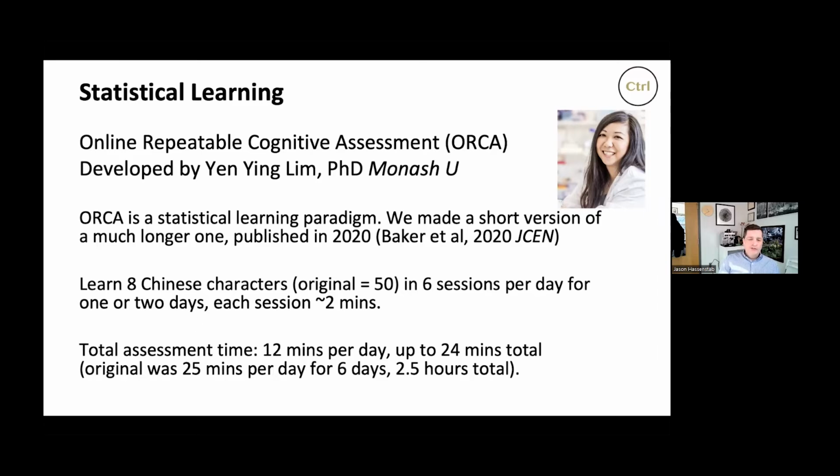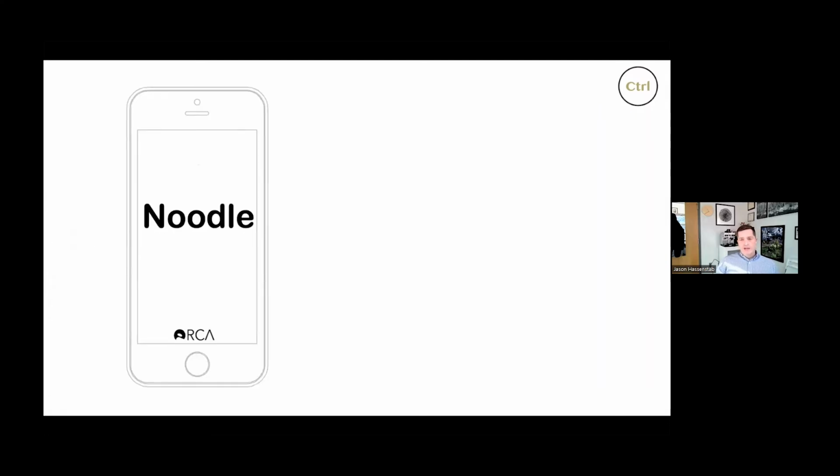So the total assessment time was 24 minutes. We took the 2.5 hours and shrunk it down to 24 minutes on a smartphone. And this is the way the task works.